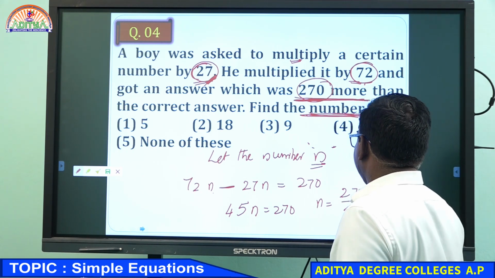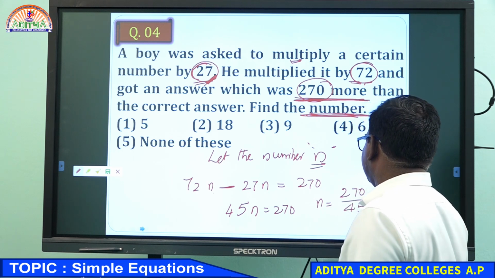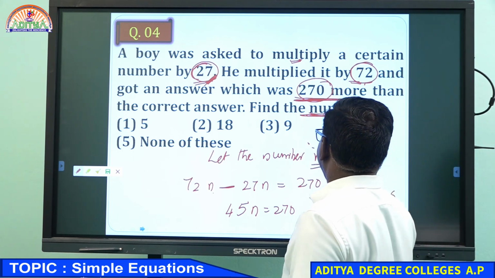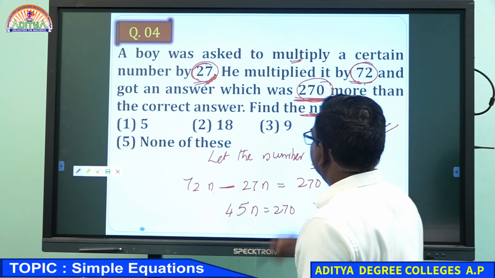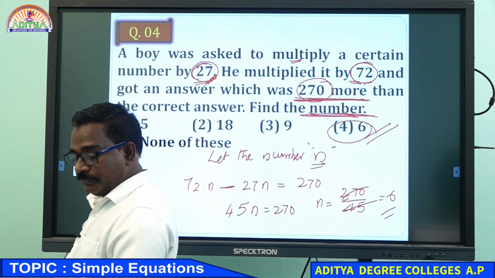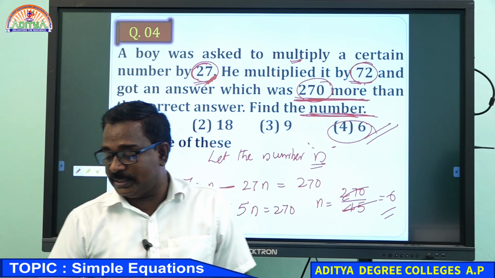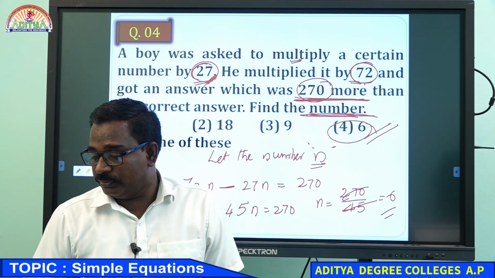How much will it be? 6 5s are 30, 6 4s are 24, so it goes 6 times. n equals 6, the number is 6, not 9. One of you kept 9, one of you kept 18. The number is 6. Many of you wrote 6, very good, right?